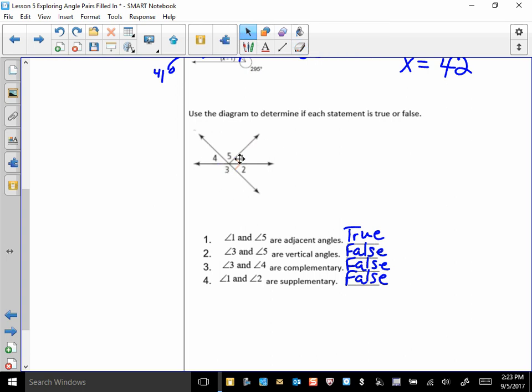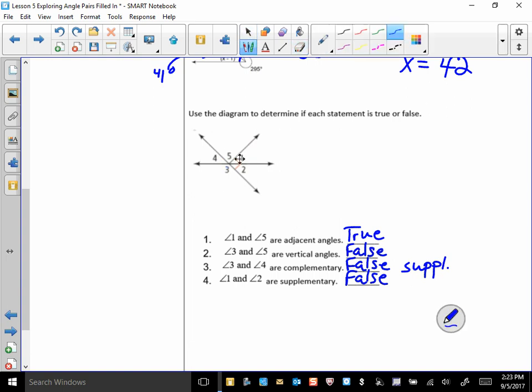Let me get my mess out of the way. 3 and 4. Here's 3, here's 4. No, those are a linear pair. That's a linear pair, right? 3 and 4. So they are not complementary. They would be supplementary. So I'll make myself a note there. Those are actually supplementary. And then how about angles 1 and 2?